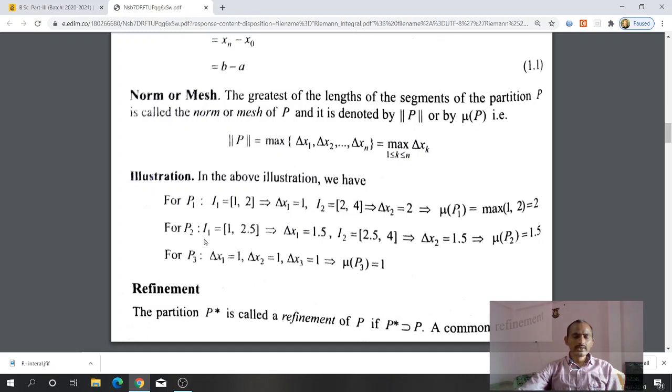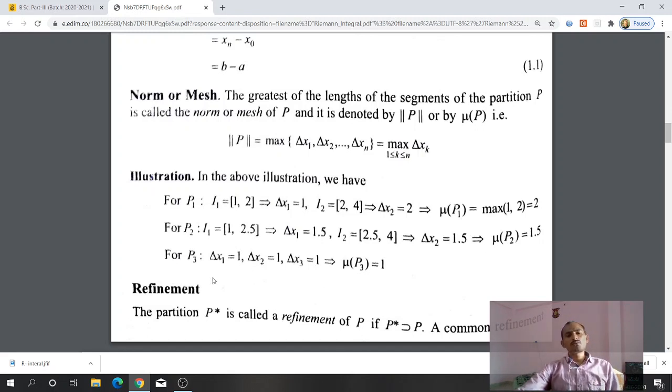Similarly, we have a second partition P2. The first segment is your I1, closed interval 1 to 2.5. What is the length of this? The length delta x1, that is the length of I1, is 1.5, since 2.5 minus 1 is 1.5. Another segment is your I2, 2.5 to 4. And what is the length of this I2? The length of I2 is 1.5. And what is the maximum of 1.5, 1.5? Both are the same, so the maximum is 1.5. So the norm of P2 is 1.5.